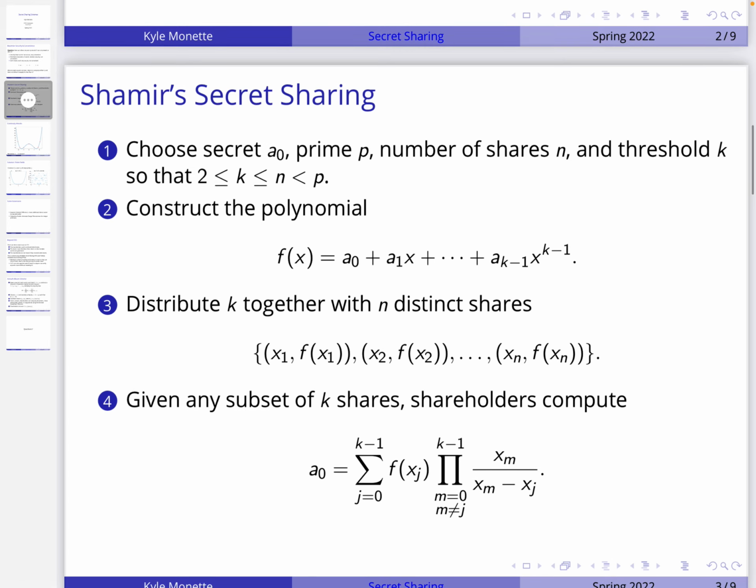Now, given any subset of k shares, they can compute this sum product. And this is Lagrange's interpolating formula for x equals 0. Because if you look closely, the secret is the y-intercept of the polynomial, when x is 0. And if we want the secret, we actually don't need the whole polynomial. We just need the y-intercept. And this formula would give us that. Now, this is why it's important that all the coefficients are non-zero, so that we can find the y-intercept.